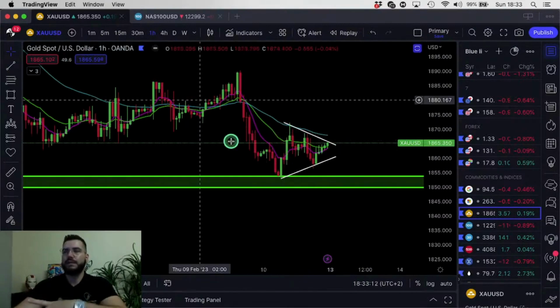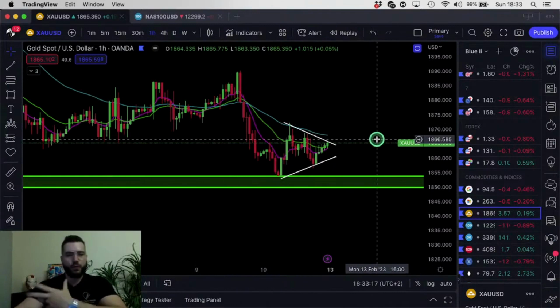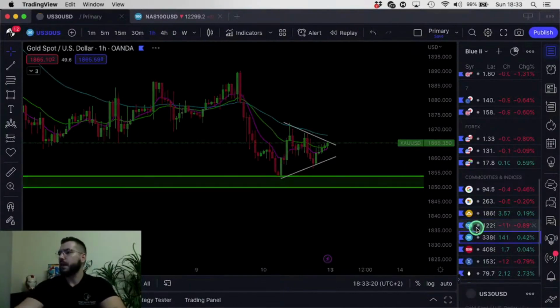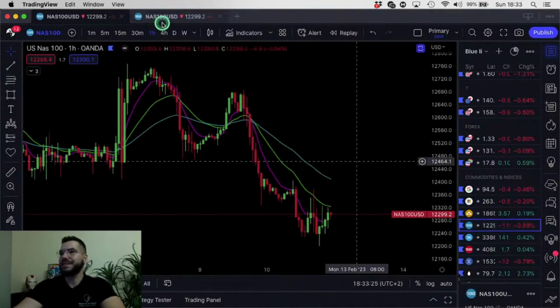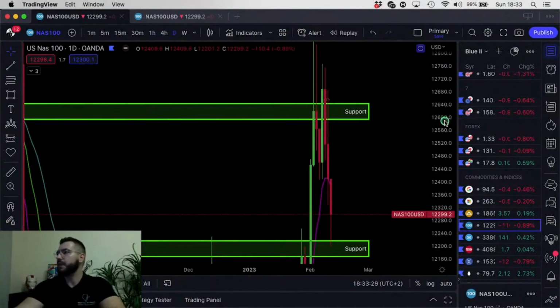I'm waiting for a clean break, a retest on our dynamic support, which is our EMAs, and then we can trade from there onwards. Sorry, wrong chart. Moving over to the last one for today, which is Nasdaq. Let's just look at how this looks on a daily time frame as well.